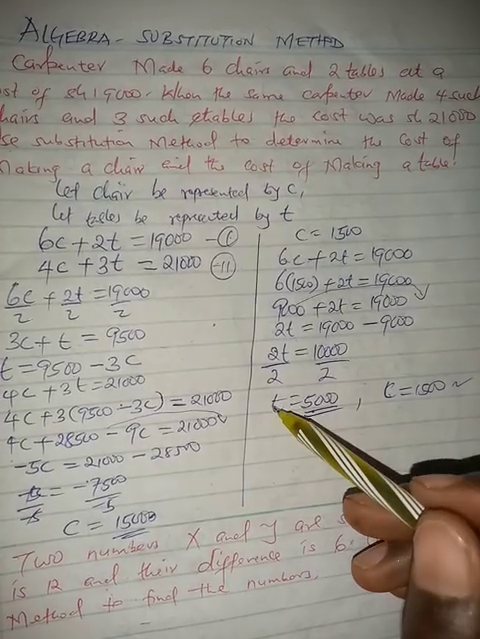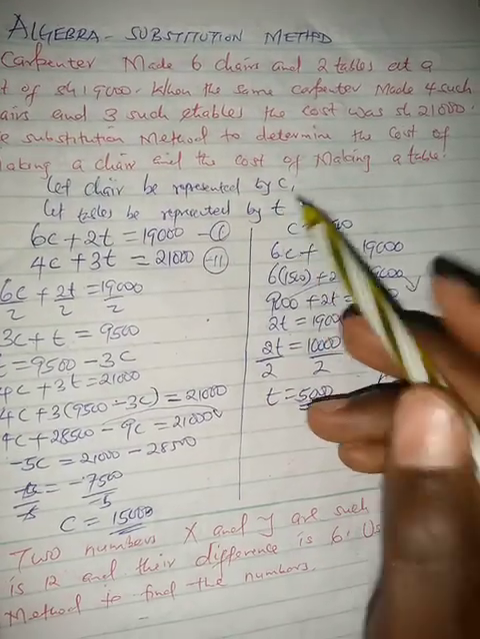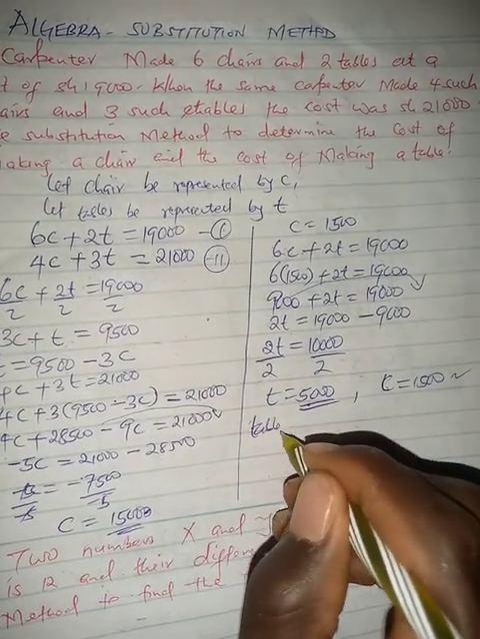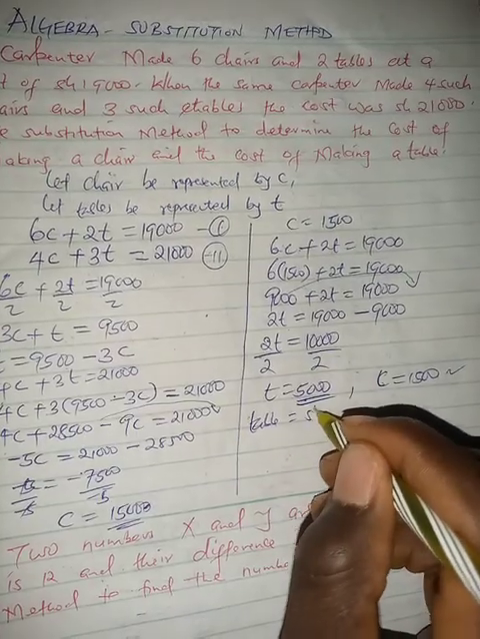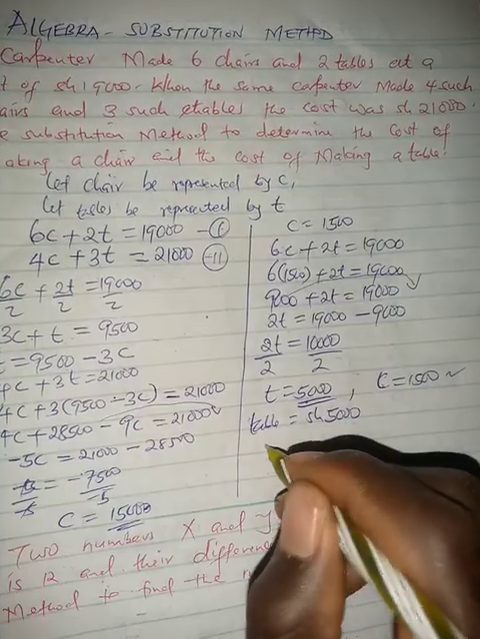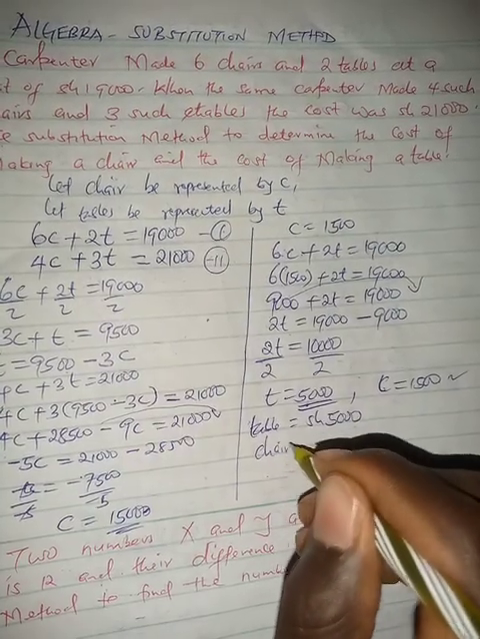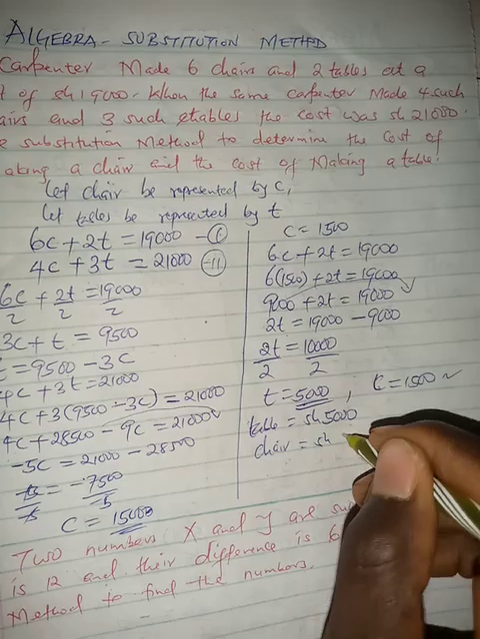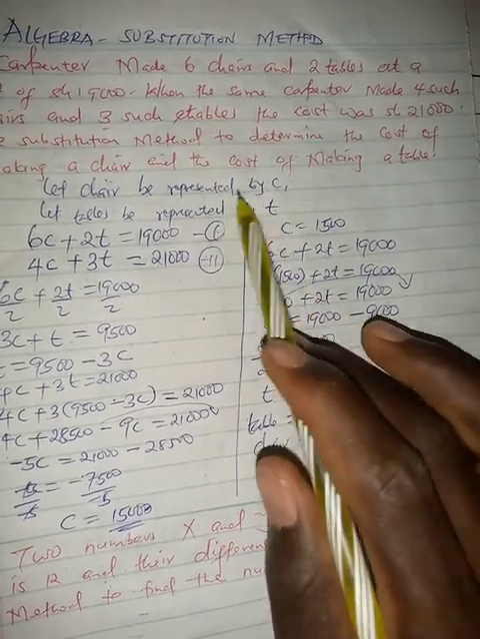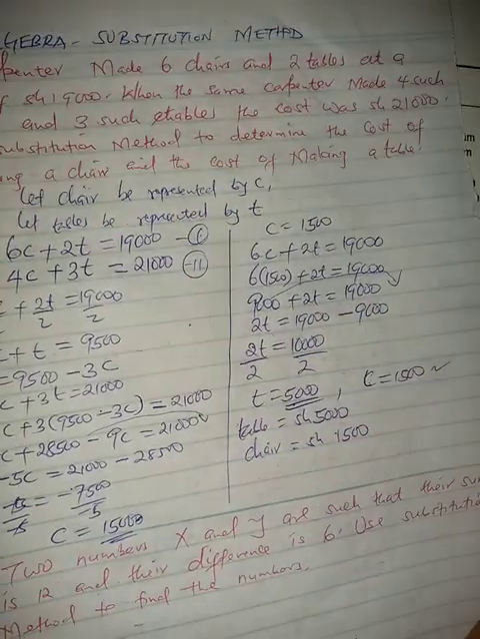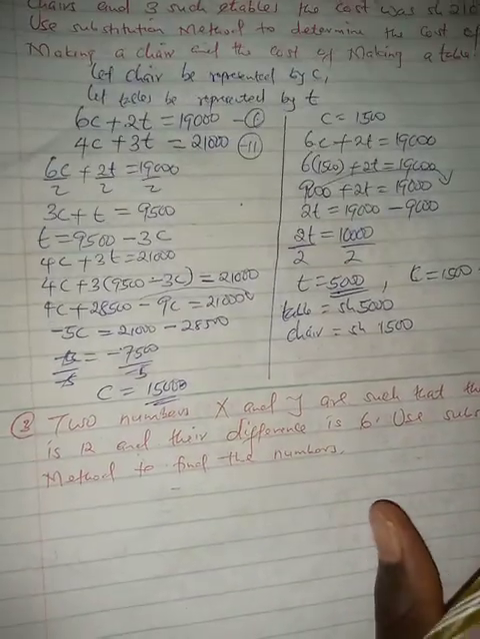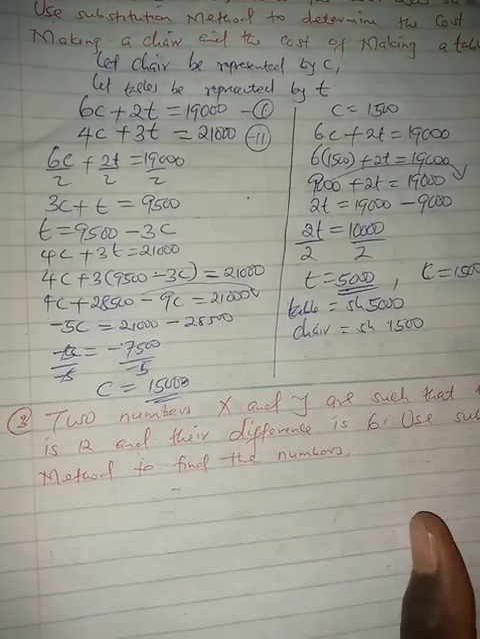But remember that we have said t represents tables. So the cost of a table will be 5,000, and then our cost of a chair will be 1,500, since C represents chair. That is how you are supposed to calculate the value of each item there.